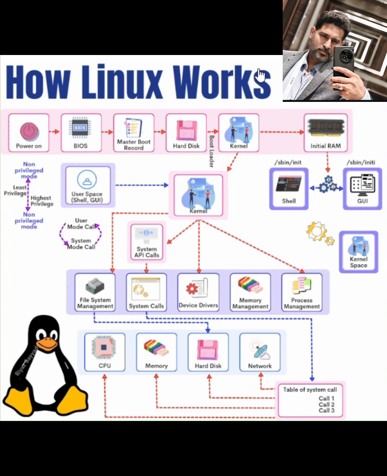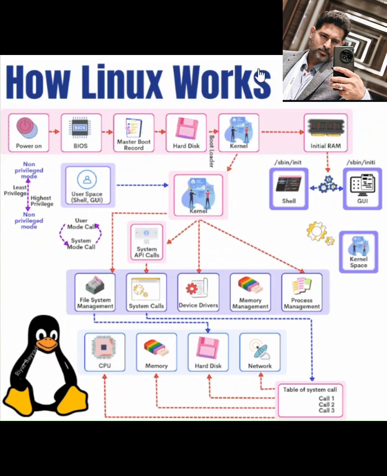Device drivers. These are like translators that allow the kernel to communicate with all the different hardware components connected to your computer, like your keyboard, mouse, and graphics card. Memory management. The kernel is responsible for allocating and managing the computer's RAM, ensuring that different programs don't interfere with each other. Process management. This involves managing all the running programs, or processes, on your system, making sure they get the resources they need and run smoothly.